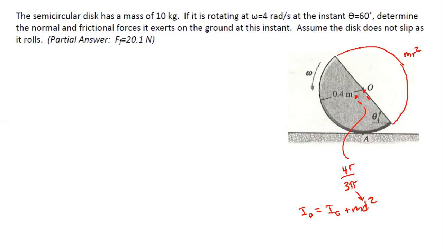Yeah, because what you're trying to find is G, right? Remember, G is the smallest one that we can have. So this point up here is the O, which is not at the G. So really what ends up happening is you're taking I about O, right, and then you're subtracting the MD squared there to get IG.